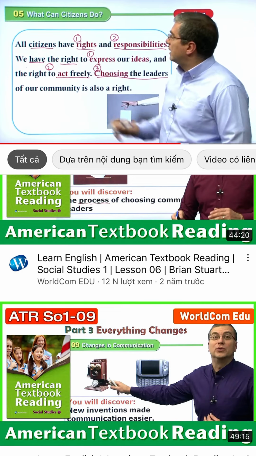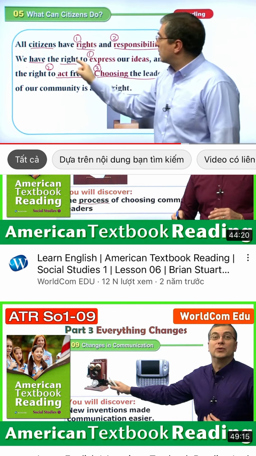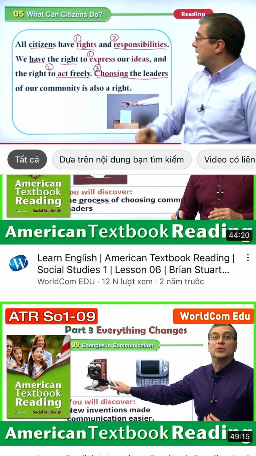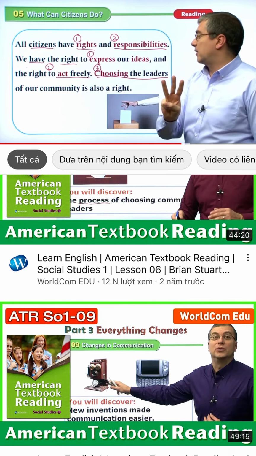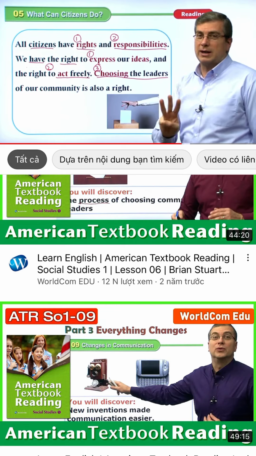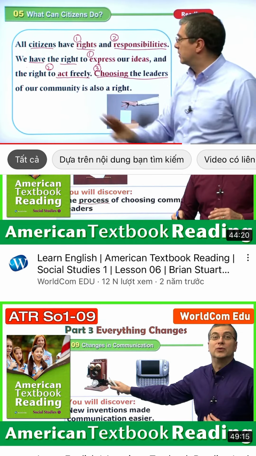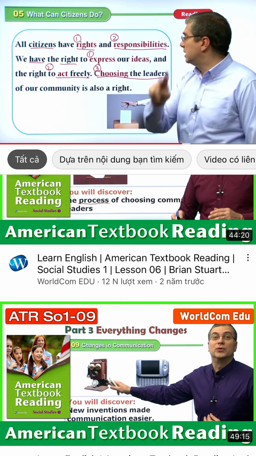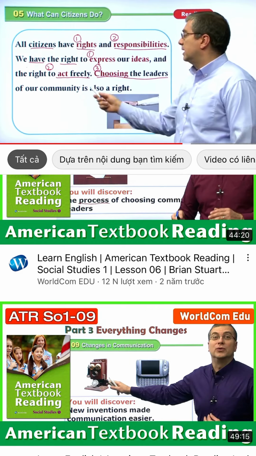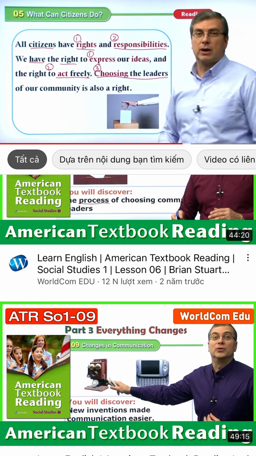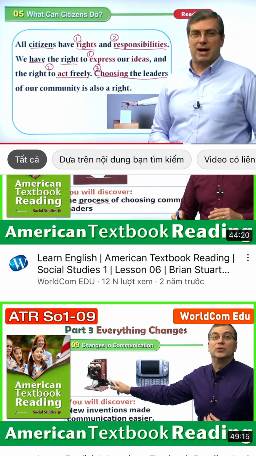So when we talk about rights, we're talking about rights first. 1, 2, 3 rights. We have the right to express our ideas and the right to act freely. Choosing the leaders of our community is also a right. So right away we can see they're talking about 3 rights. 1, express our ideas. 2, act freely. And 3, choosing our leaders of our community is also a right. So we talk about 3 rights in the beginning of this reading passage.